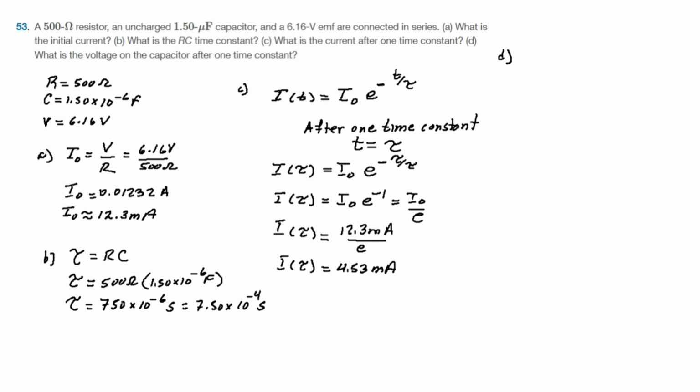Now, next, they say, what is the voltage on the capacitor after one time constant, while charging the capacitor? So again, the voltage across the capacitor would be E times 1 minus e to the power of negative t over tau.